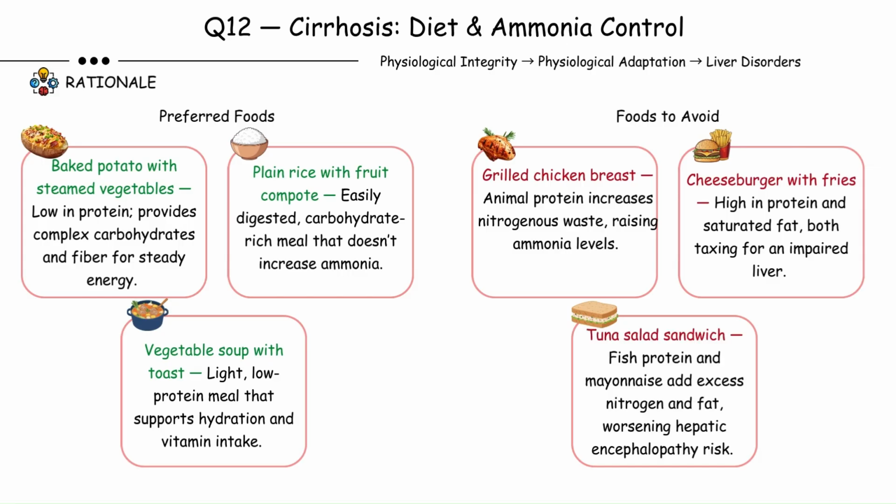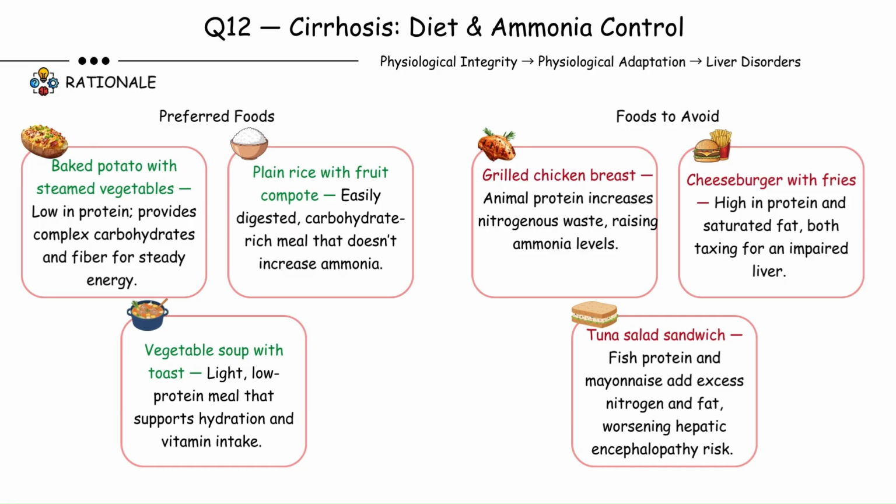Grilled chicken breast is a lean source of protein, but it is still animal protein, and protein breakdown generates nitrogen, which is converted into ammonia. With cirrhosis and high ammonia, that extra protein load makes encephalopathy worse.